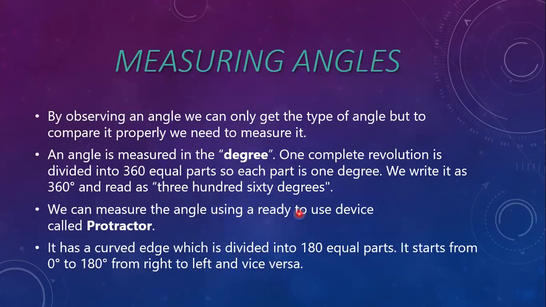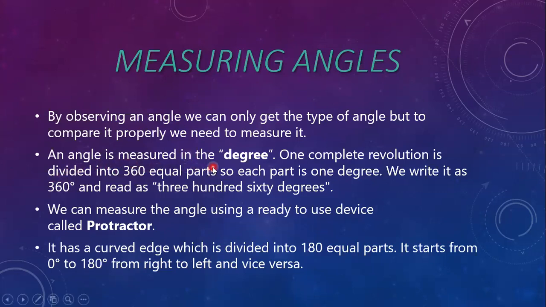Next, let's see how to measure angles. By observing an angle, we can only get the type of angle, but to compare it properly, we need to measure it. Just by observing, we can say what type of angle it is, as we learned earlier. But when you measure the angle, only then can you compare angles completely.